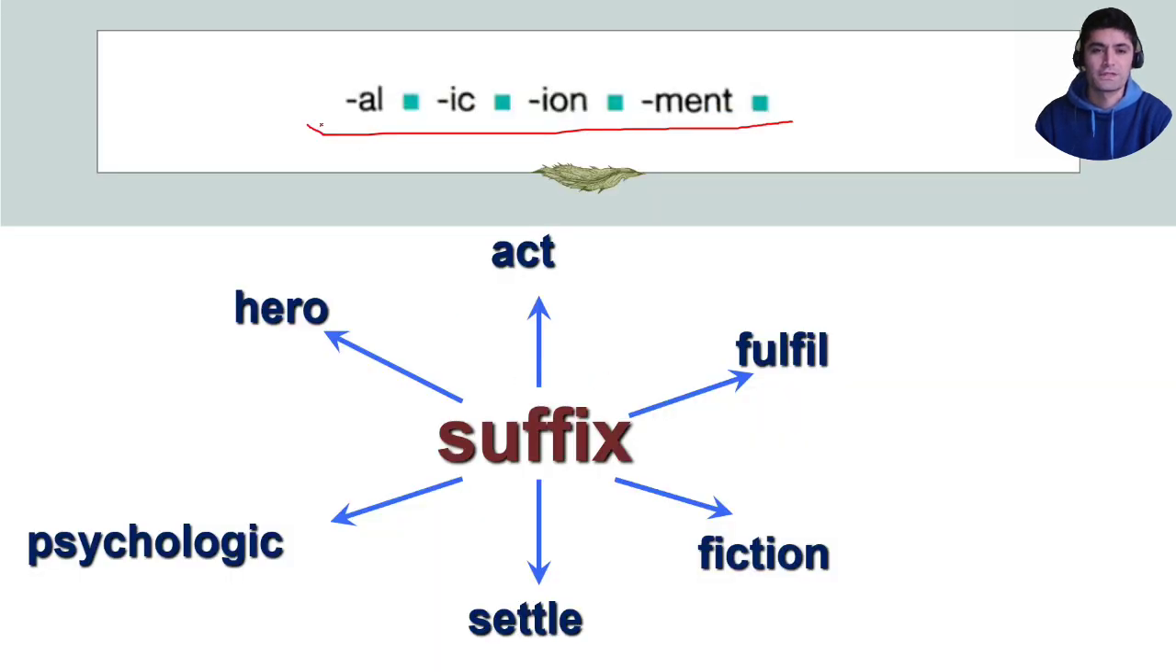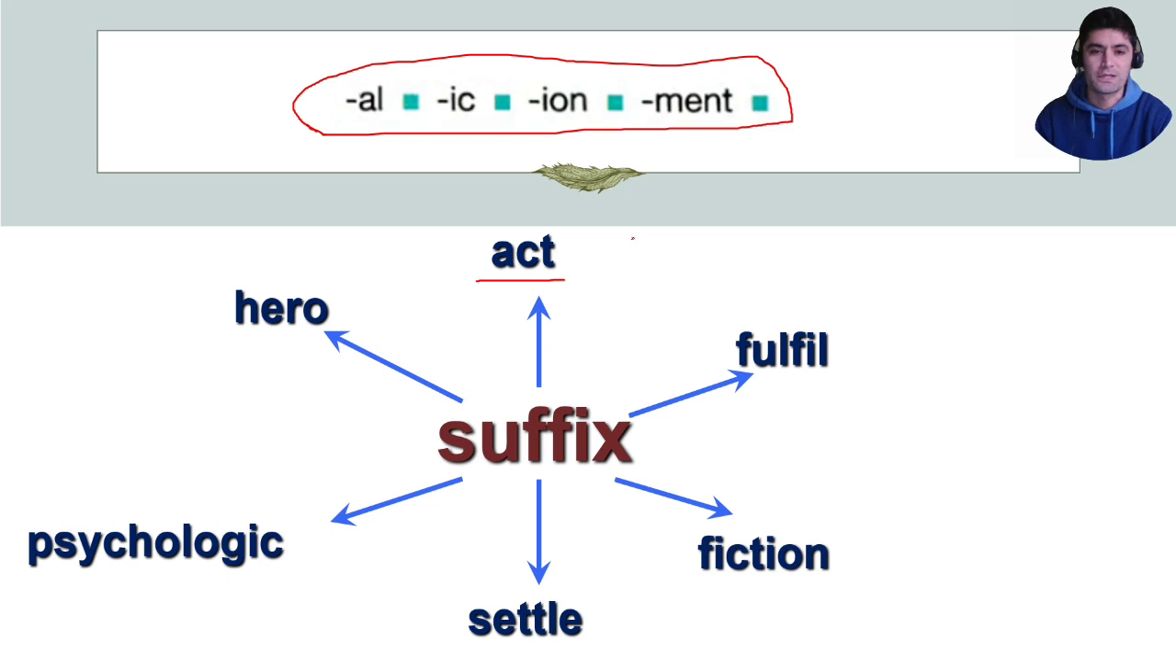Here we have some more suffixes. You can see different suffixes here, and below we have different root words. Now our task is to connect each of these suffixes with the appropriate root word. So let's start dealing with each of these words. Let's start with the word act.